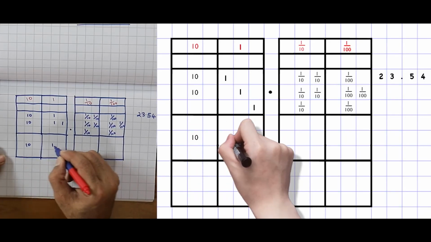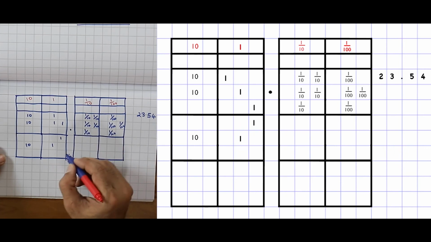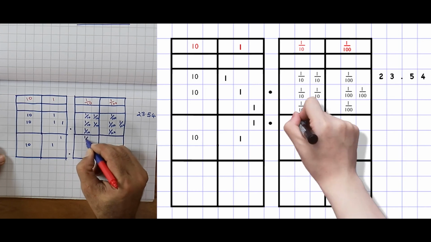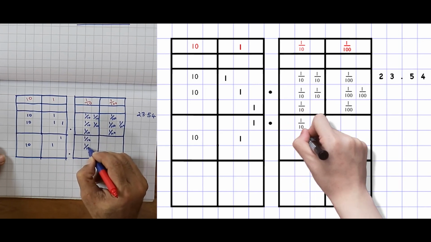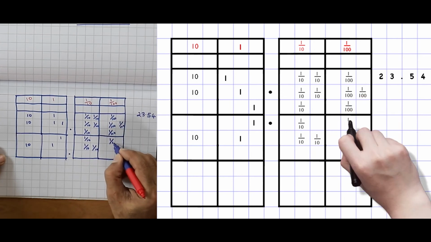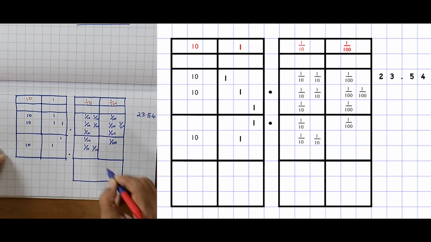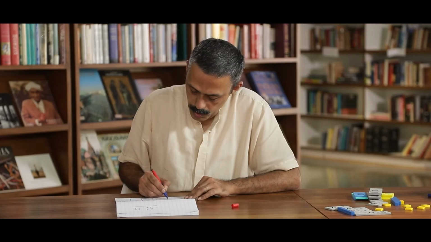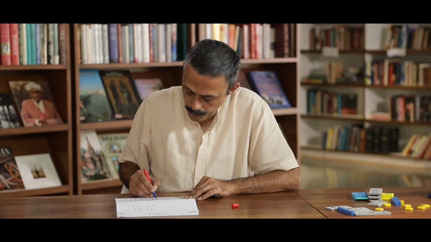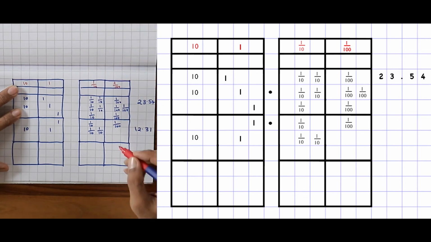12 is 1 ten and 2 units. 0.31. 31. 3 1/10 and 1 1/100. Now let us draw the box for the answer also. Let us draw the box. 0.31 is to be subtracted from 0.54.